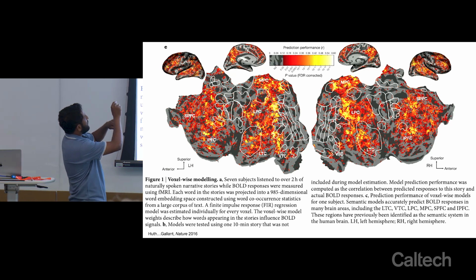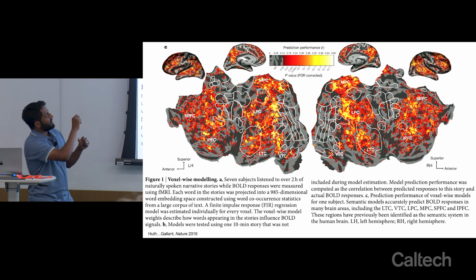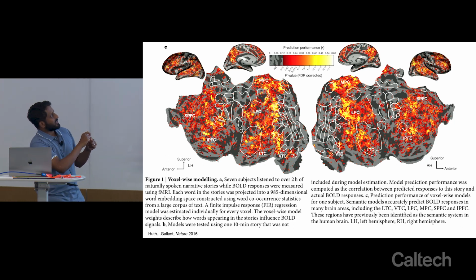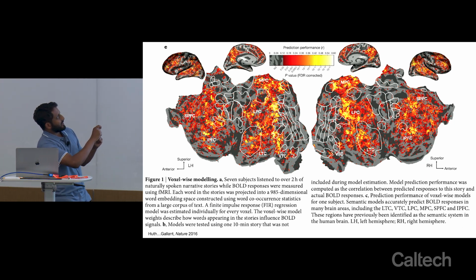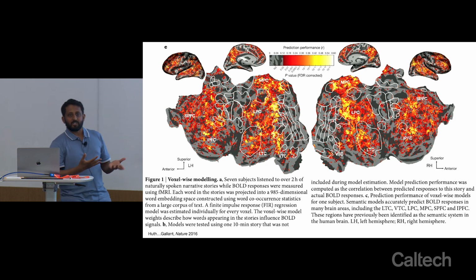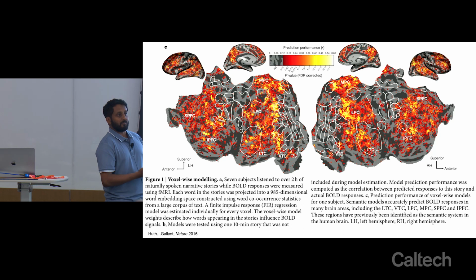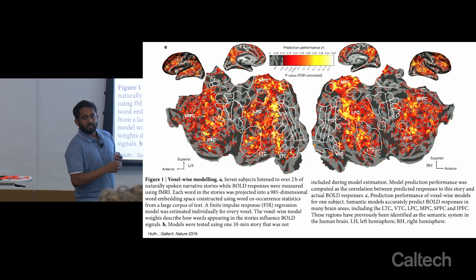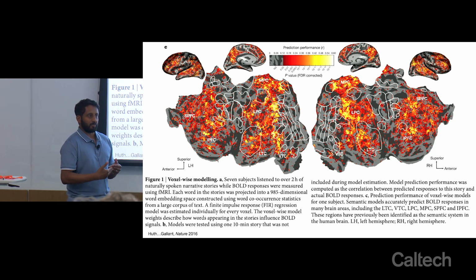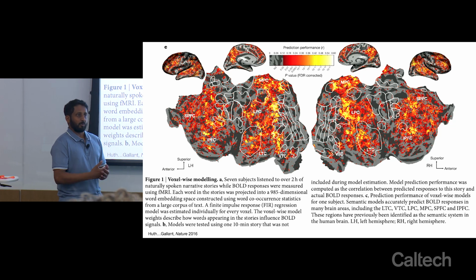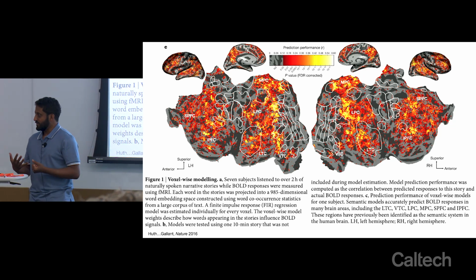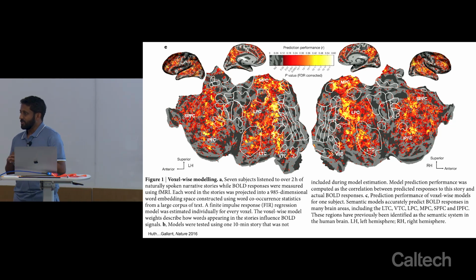But the key point is that each point on the flat map shows different voxels, and all they're saying is: what are the areas where we can even predict responses? Can we get a significant prediction of response? What's the p-value that we're actually able to predict the measured bold response using this very simple linear model, word embeddings mapping onto bold response?